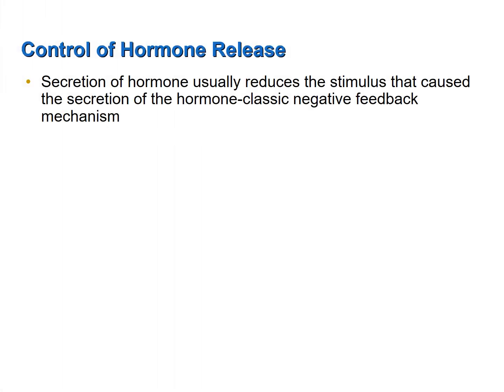We have now answered the question, what causes the secretion of a hormone? Now we need to talk briefly, at least, about what stops a hormone from being secreted. What turns off hormone secretion? Well, typically, whatever stimulus caused a hormone to be secreted, the action of the hormone reduces that stimulus in a classic negative feedback mechanism. So before we end this screencast, let's review a negative feedback mechanism.